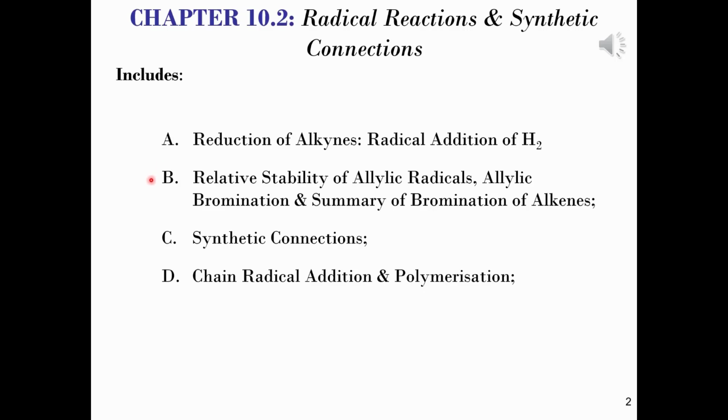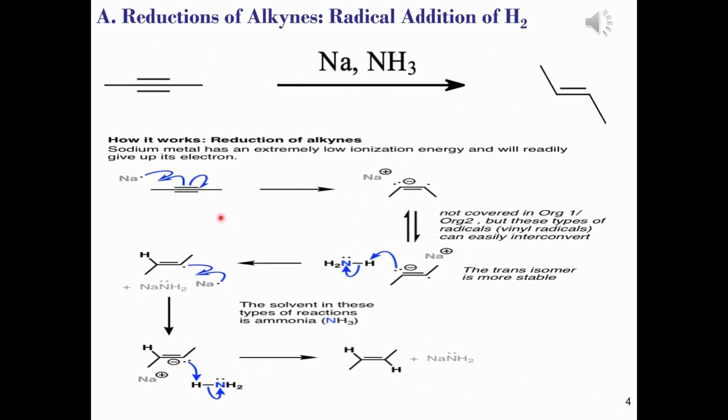The second video looks at the stability of allylic radicals, discusses allylic bromination, and provides then a summary of all the different ways in which bromination or hydrobromination of an alkene is achieved. The third video looks at a number of summary reaction schemes that you can use to act as a revision scheme as we approach the final exam, and then the last video discusses chain radical addition as a way of polymerizing alkenes.